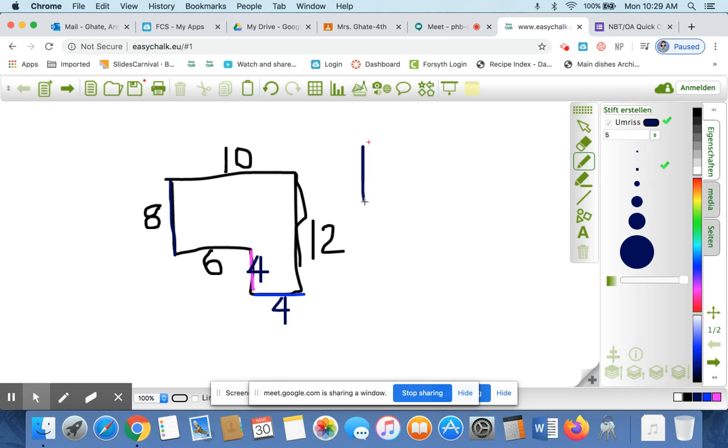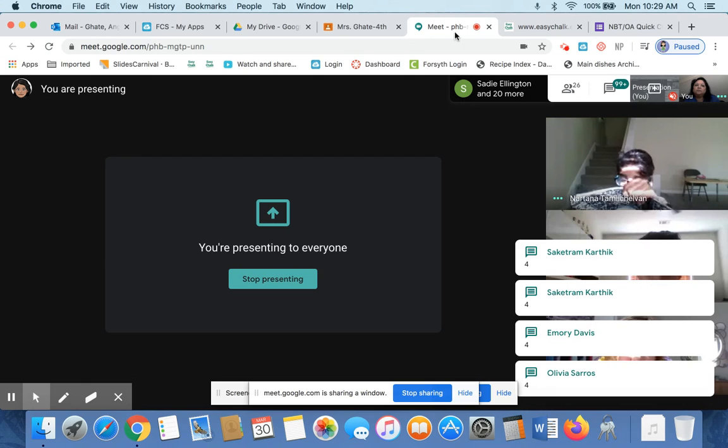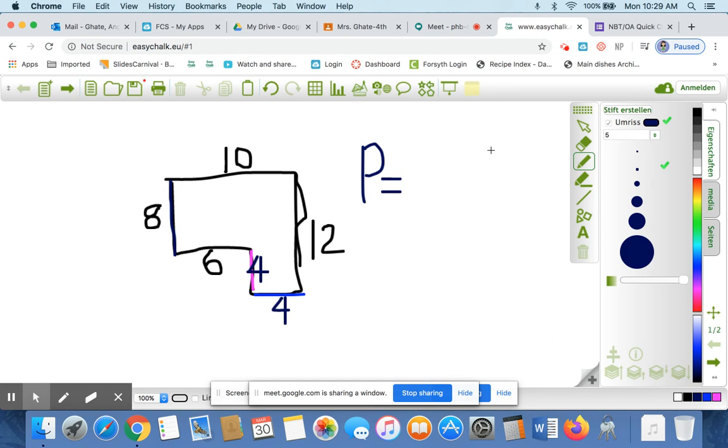Go ahead and solve. What is the perimeter of this shape? What is the perimeter of this shape?